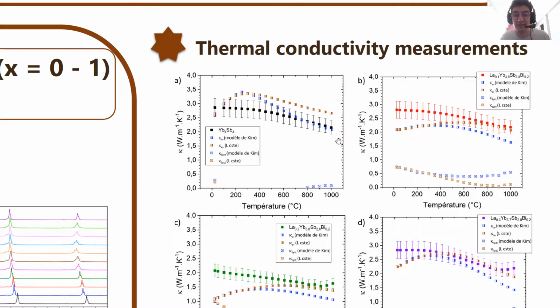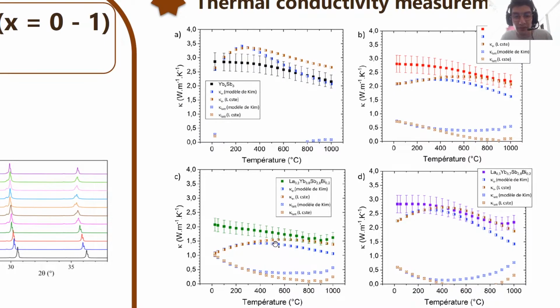So I implemented their model into my results, and you can clearly see that the electronic part of the thermal conductivity is way more physically acceptable, especially at high temperatures, where there is a significant decorrelation between the constant Lorentz factor and the model by Kim and co-workers. So I think it's good practice to use Kim's model to estimate the Lorentz factor for thermoelectric materials. A second point is that, of course, the electronic part of the thermal conductivity cannot be higher than the total thermal conductivity, right?